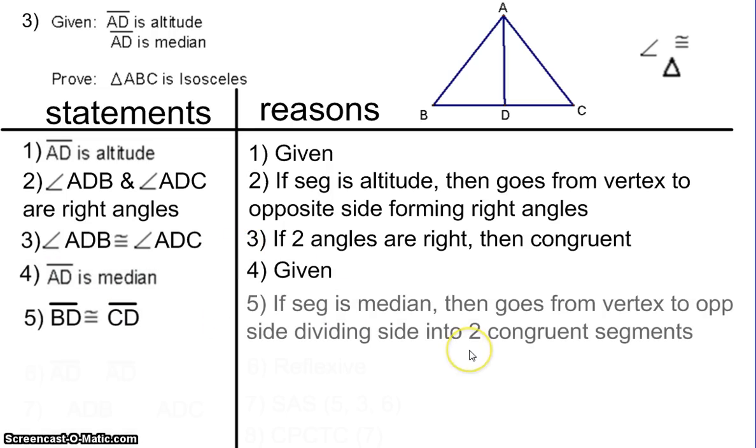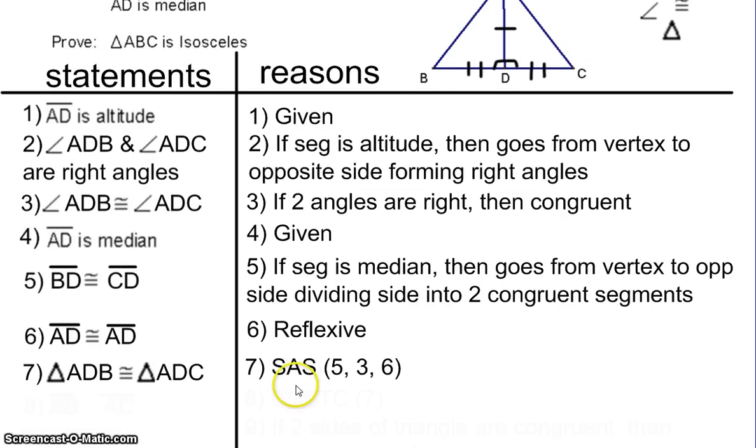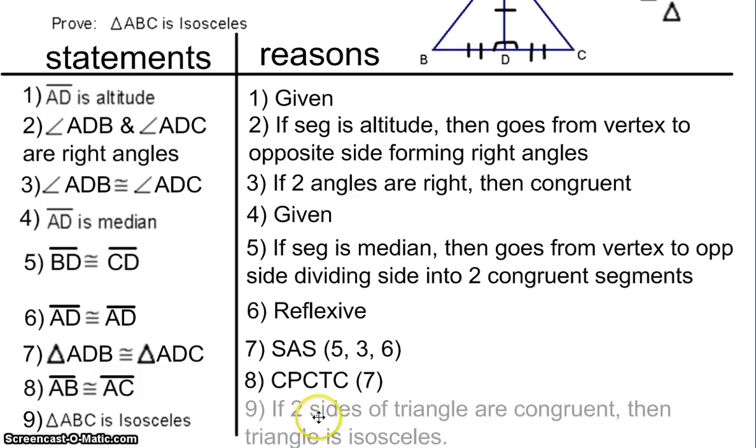With our next given of median, if a segment is a median, then it goes from the vertex to the opposite side, dividing the side into two congruent segments. We then have our reflexive side. So if we look at our diagram now, we have enough information to prove the triangles are congruent by side, angle, side. And because we want to get the triangle isosceles, we need to get two sides of that triangle congruent. We now can do that with CPCTC. And then state the triangle is isosceles.